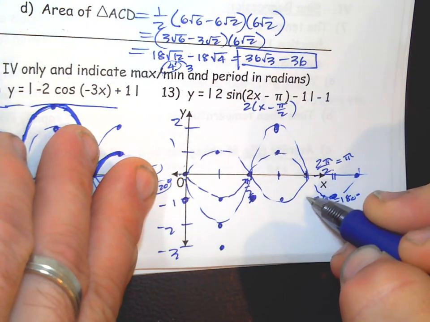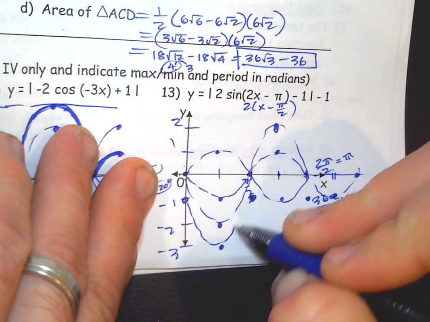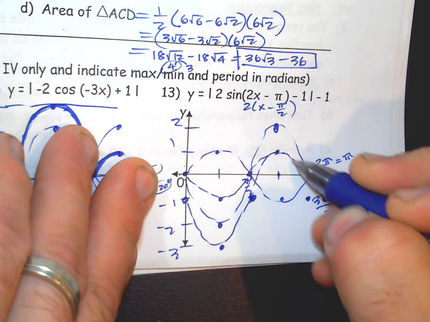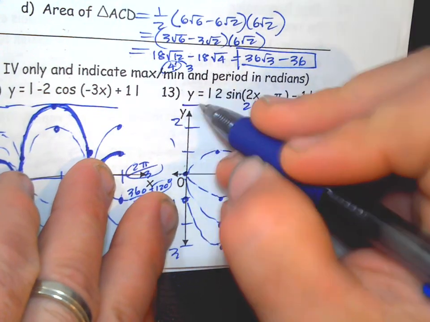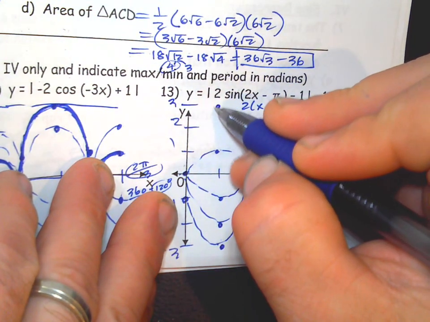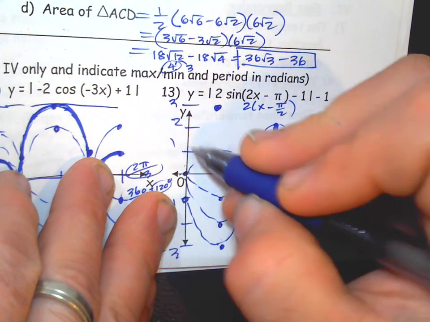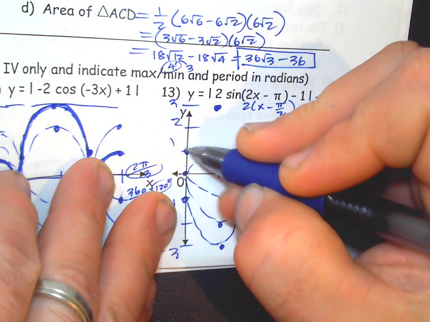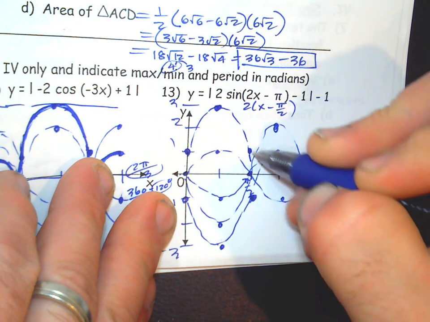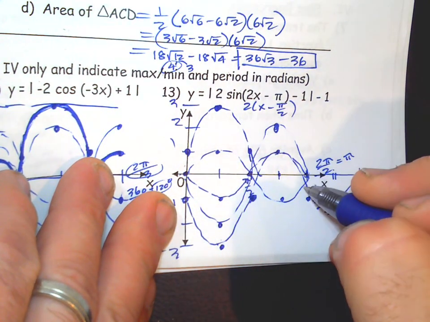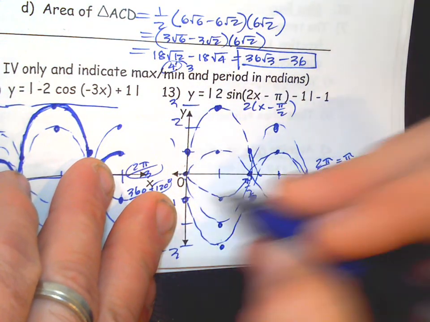And so that's your new graph. And then the absolute value flips the negative part up. So this is going to go all the way up here to 3. And this is going to be here. And this is going to be here. So it's going to look like this. And then the minus 1 moves everything down 1.